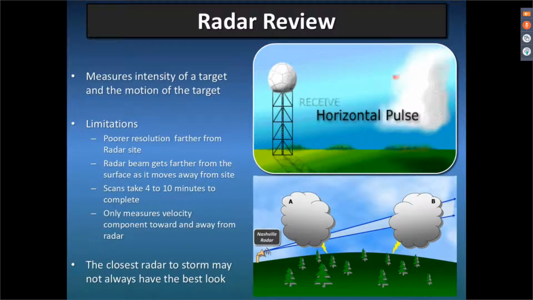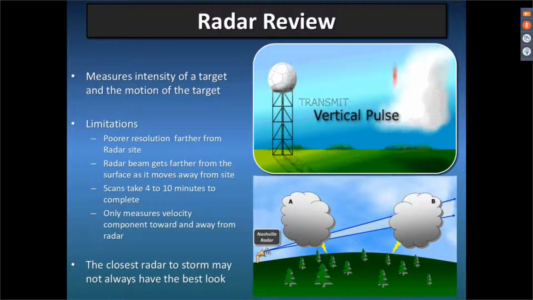One of the issues with the radar, though, is because of the curvature of the Earth, the further and further away you get from the radar site, you have several issues. First of all, the resolution gets poorer the farther away you get from the radar site. So with the radar here in Nashville, we can see the Nashville metro area really well on the radar. But once we're moving out into the farthest areas of Middle Tennessee, like down towards Lawrenceburg or maybe over towards Dover or down towards Winchester, that's pretty far away from the radar.